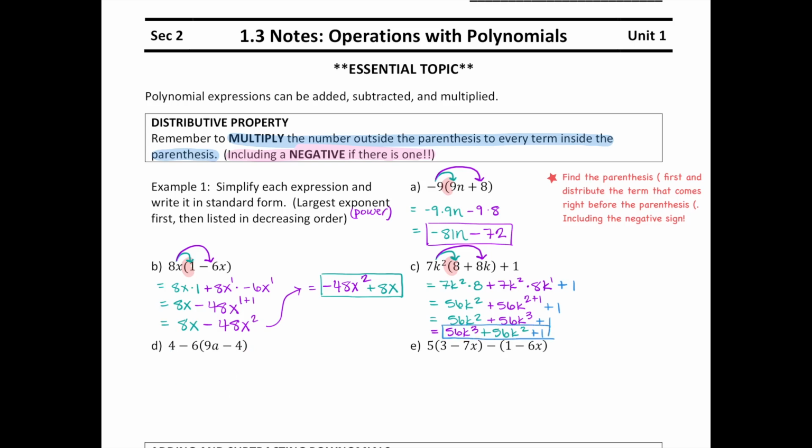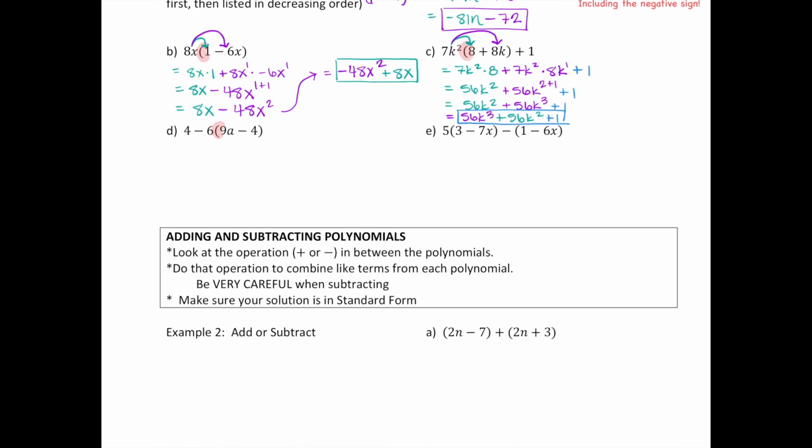For this example, find the parentheses first. So the left open parentheses is here. And then take the term that's in front of it, which is both the negative and the 6. Remember, you have to include the negative sign that's with it. So you take the term that's in front of our parentheses and distribute that through. So negative 6 times 9a.